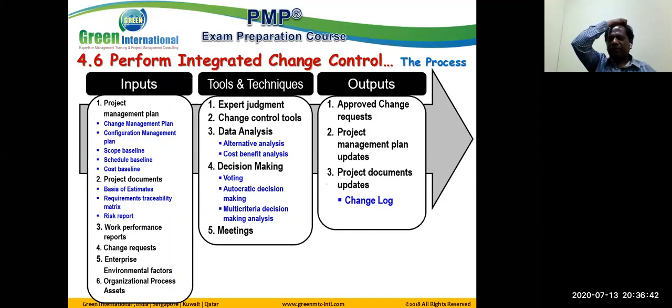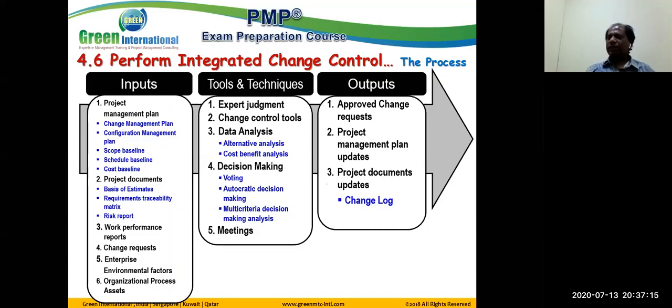Enterprise environmental factors: many factors may affect our ability in managing the changes. Organizational process assets: we may use our previous projects' lessons learned register. How we have managed those changes in the first project, what kind of action we have taken, how it helped us in improving the performance, how we have managed to reduce the impact on the project. All this information is available in the first project's lessons learned register. I can utilize them.